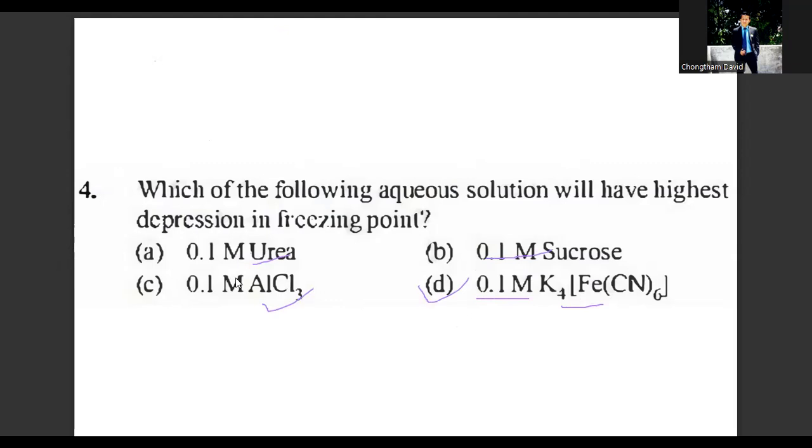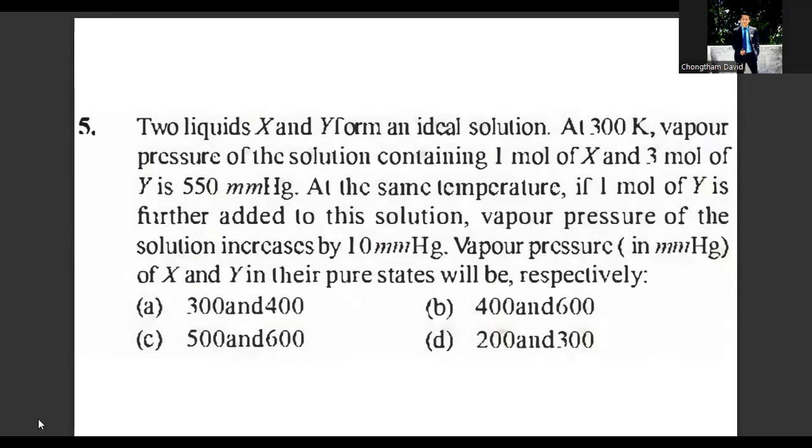Let us read question number 5. It's quite lengthy. I hope it is visible to all of you. Question number 5 says two liquids X and Y form an ideal solution at 300 Kelvin. Vapor pressure of the solution containing 1 mole of X and 3 moles of Y is 550 millimeter mercury. At the same temperature, if 1 mole of Y is further added to the solution, vapor pressure of the solution increases by 10 millimeter mercury. The question asks you to find the vapor pressure of X and Y in their pure states, that is P naught X and P naught Y.